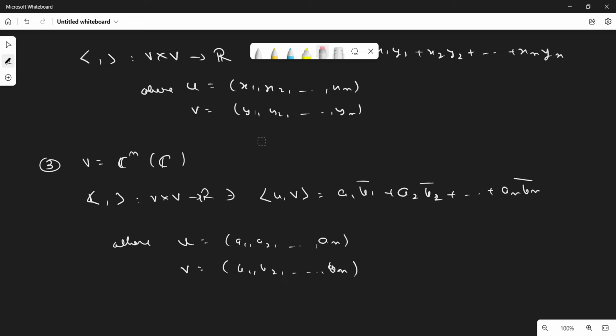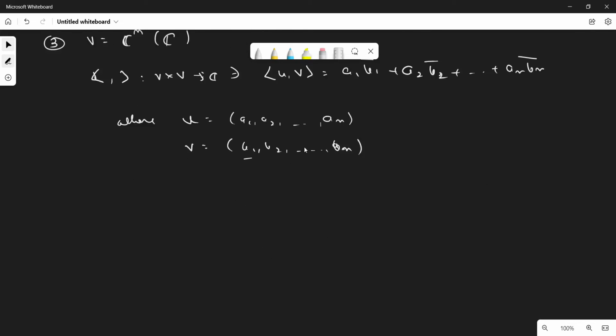Since we have chosen the field to be C, this must be C. So you take the elements, you find the conjugate and corresponding element multiplication followed by addition. This will also come out to be an inner product space, rather than inner product function. Are these examples clear? Next we just see some properties of inner product space which are indeed important. So properties of inner product space.